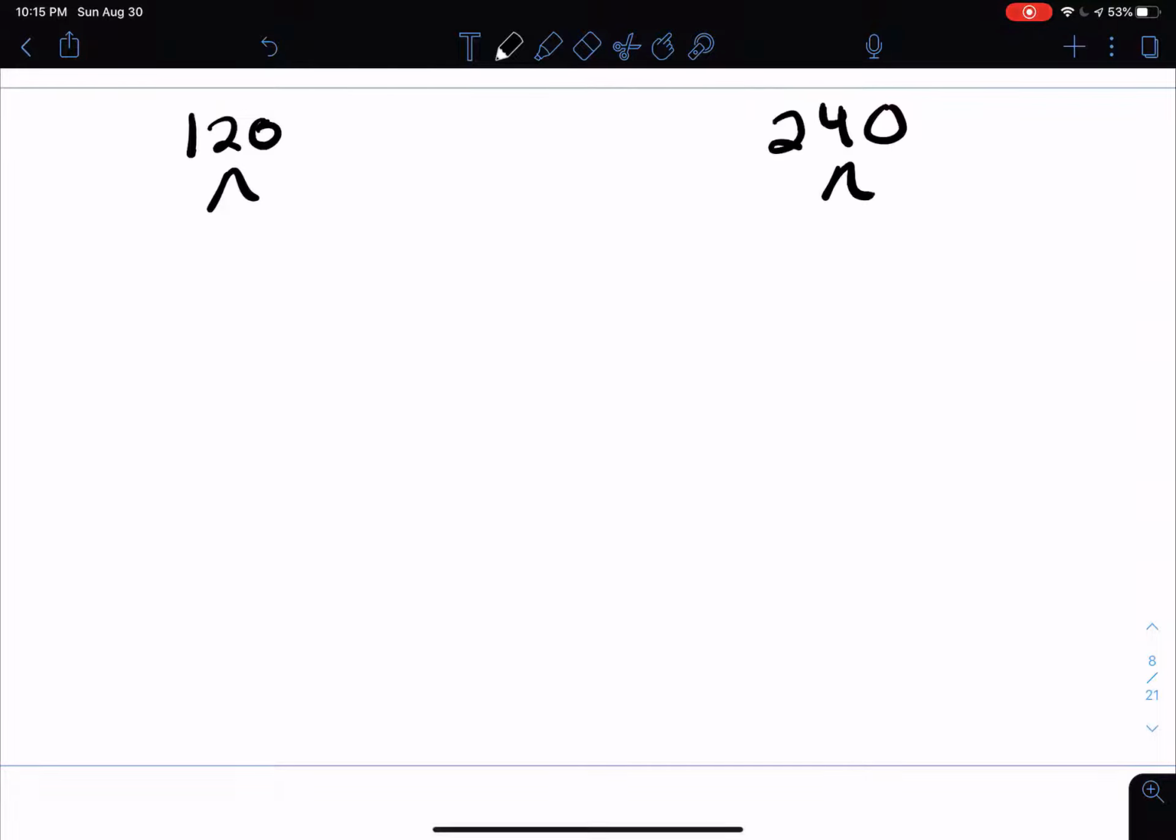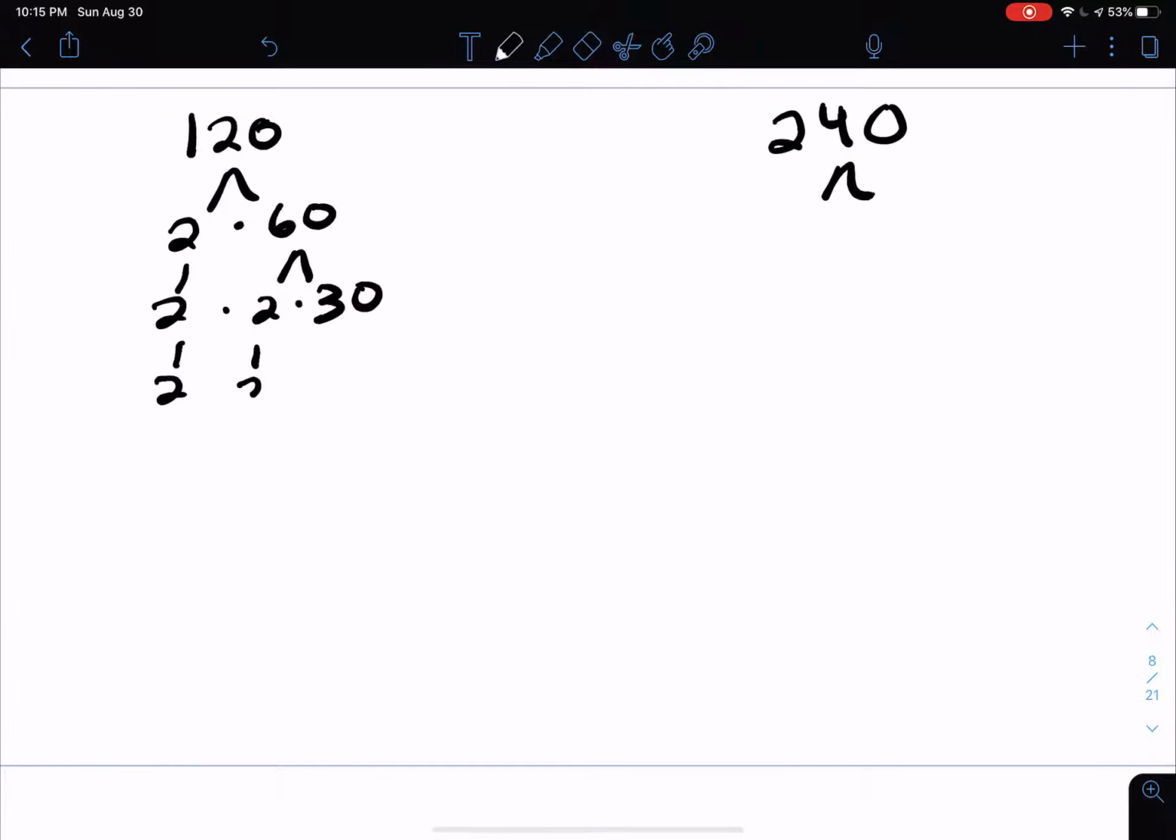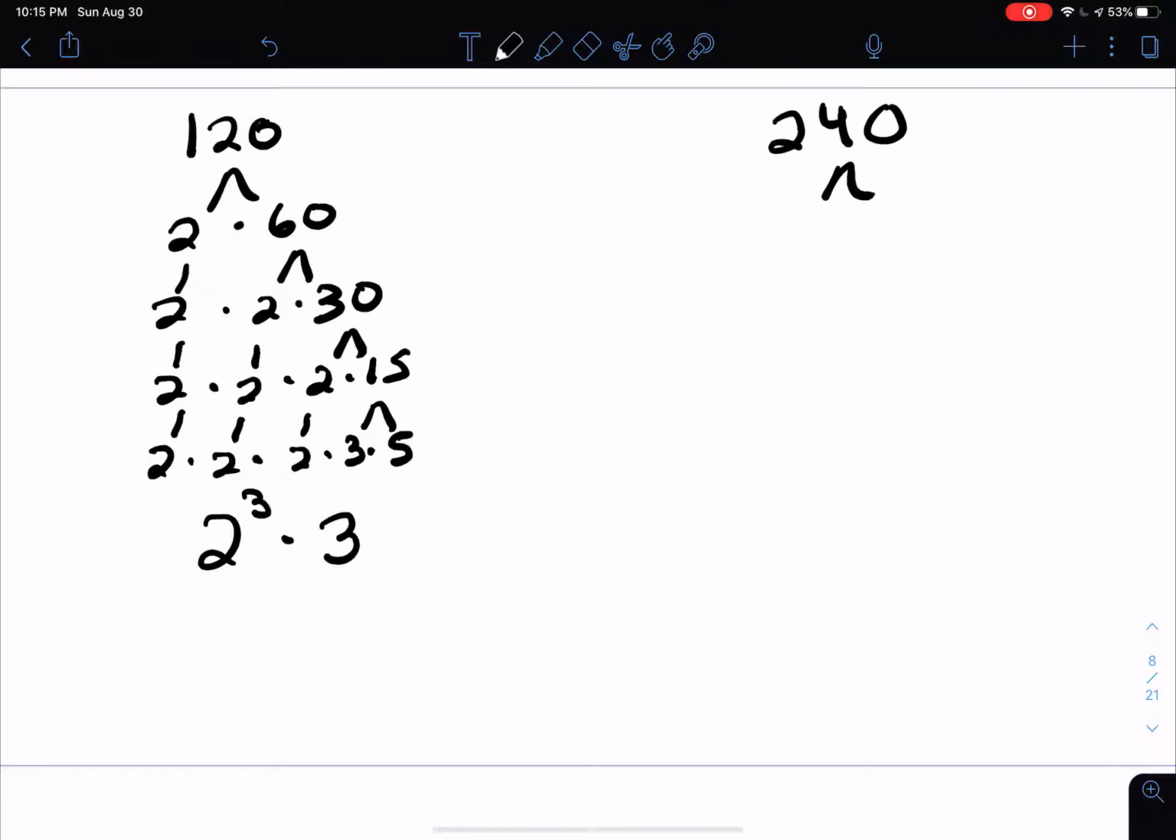Let's do a prime factor tree here of 120. We did it earlier, but right now I don't remember what it was. Okay, so 2 times 60. 60 breaks down to 2 times 30. 30 breaks down to 2 times 15. 15 breaks down to 3 times 5. So we have 2 cubed times 3 times 5.